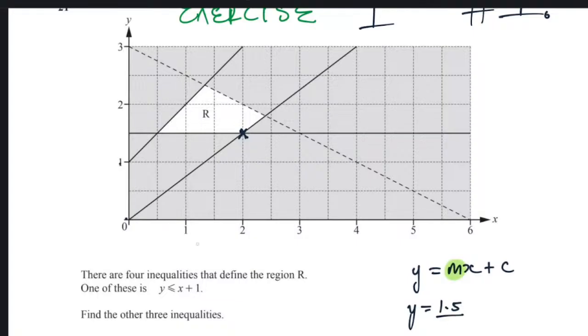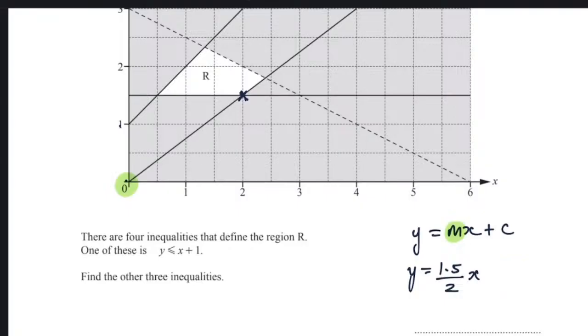How many steps did you move in x to get to that point? You moved 2. So it's 1.5 over 2 of x plus c. C is the point where it cuts the y-axis, which is here, it's 0. So you have an equation.